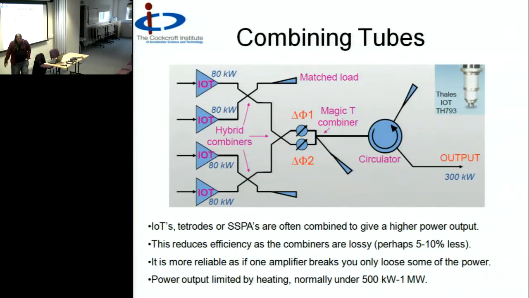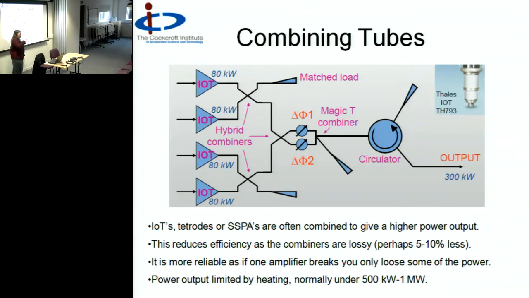We can also combine tubes to get higher powers, as I mentioned when we talked about IOTs. So this is the system for Diamond. They have 480 kilowatt IOTs. They combine them in sets of two to get 300 kilowatts coming out. It's a slightly complex circuit. You've got to have a bunch of combiner systems.